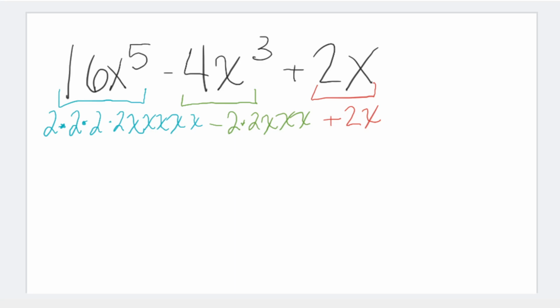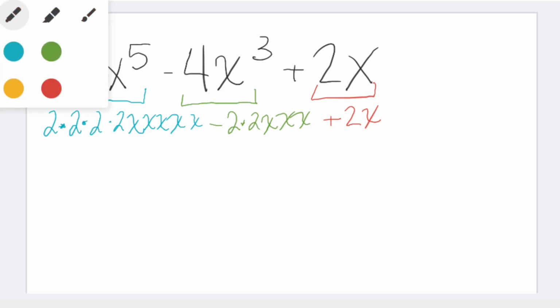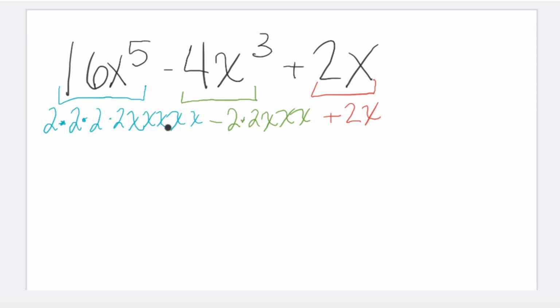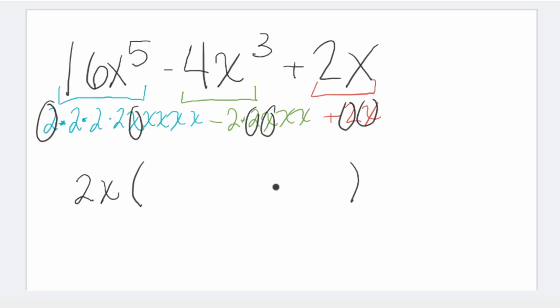Now I also have x to the 5th, so I'm going to write the letter x 5 times. So now when I come here to the 4x cubed, 4 is 2 times 2. And then x to the 3rd is x 3 times. And here, 2x is just 2x. So when I go to play my little game of Go Fish and I find what matches in each section, I see that there is a 2 in each of these. And I see that there is an x in each of these. So 2 times x is 2x.